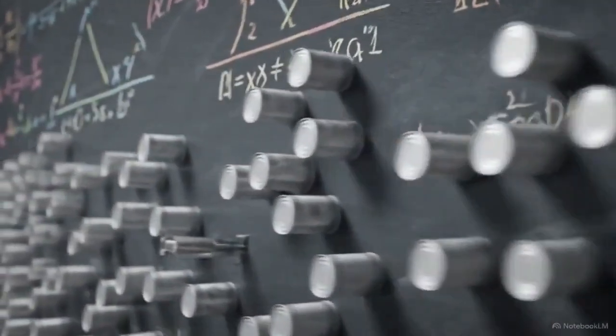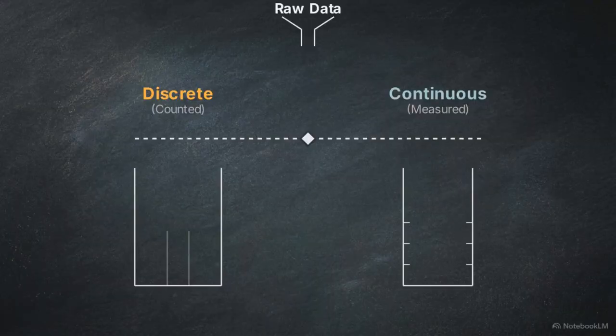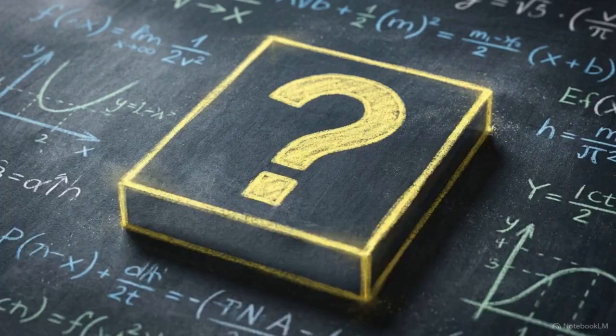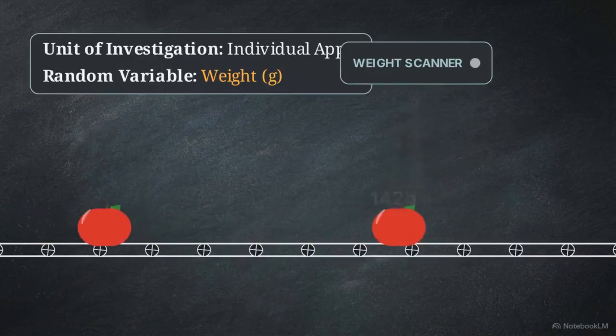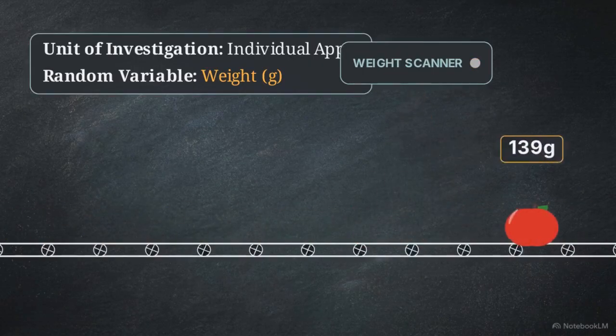Before we can predict the behavior of any physical system, whether it's a packaging line or a microbial culture, we first have to categorize reality into one of two mathematical states. We do this by defining a random variable, a specific attribute or quantity whose value varies by chance from one unit of investigation to the next.